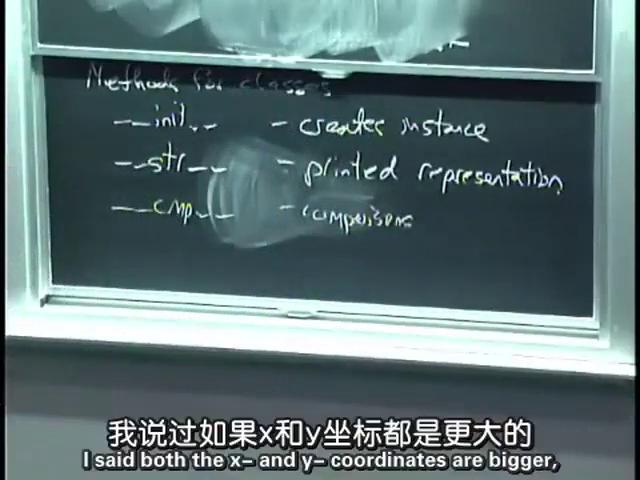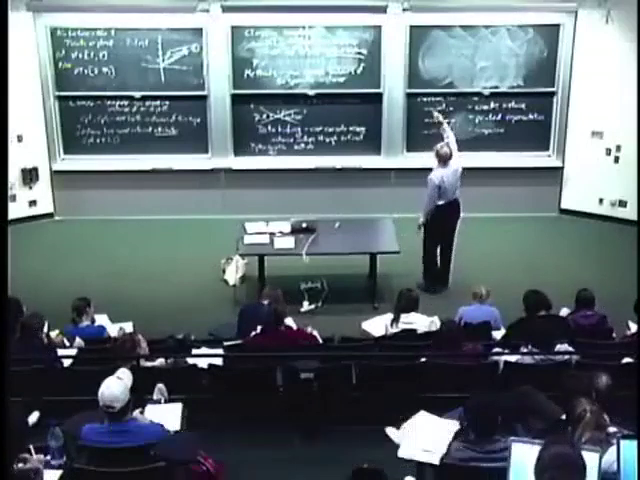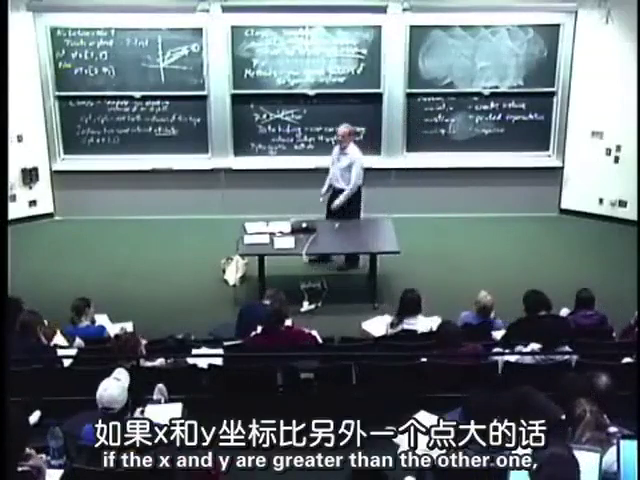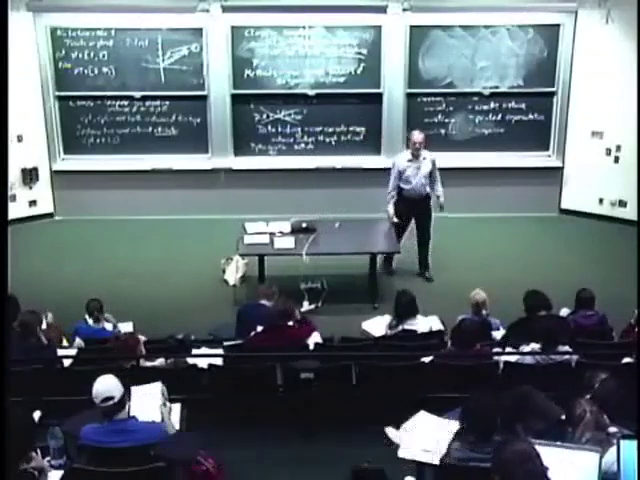I said if both the x and y coordinates are bigger, then I'm going to return something to it. And I think in the polar one, I said, yeah, again, if the x and y are greater than the other one, I'm going to return them to it. The version in the handout, what was that actually doing?